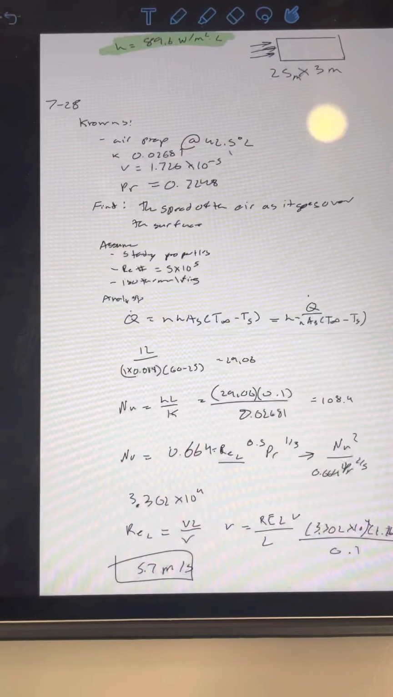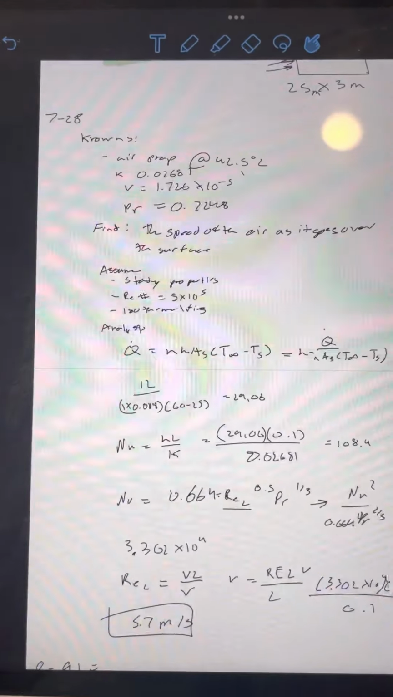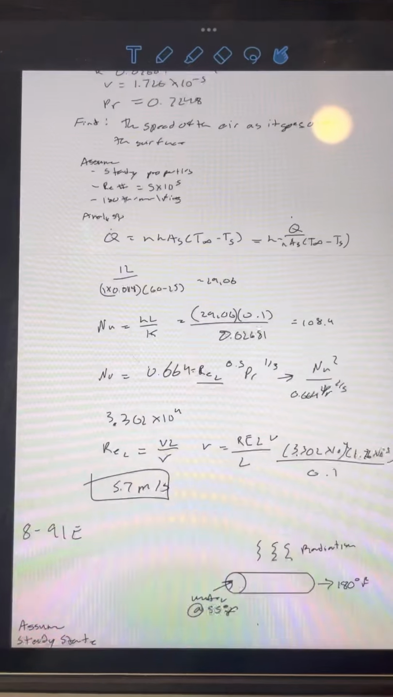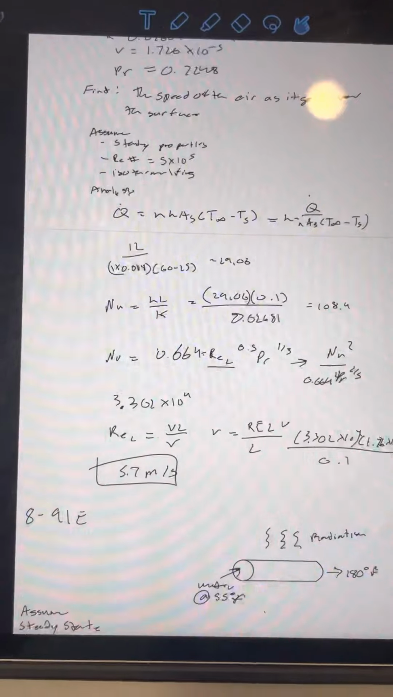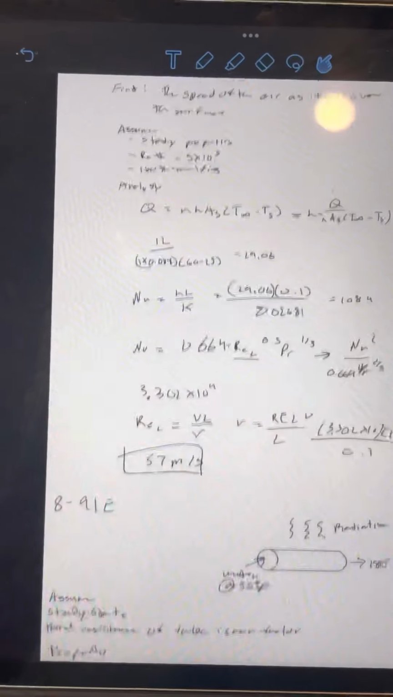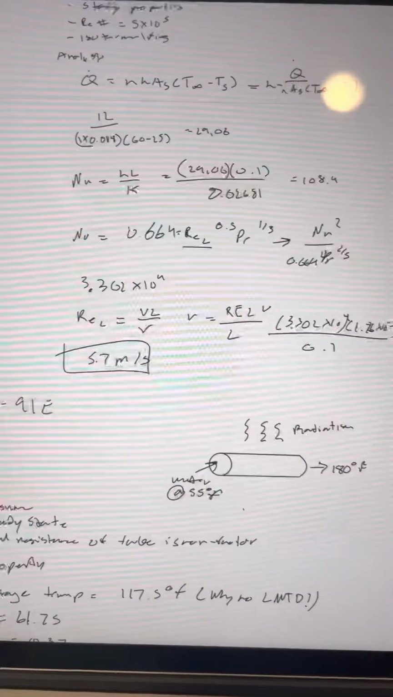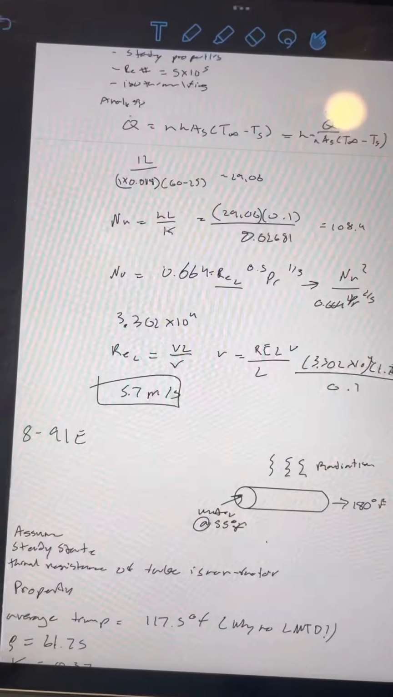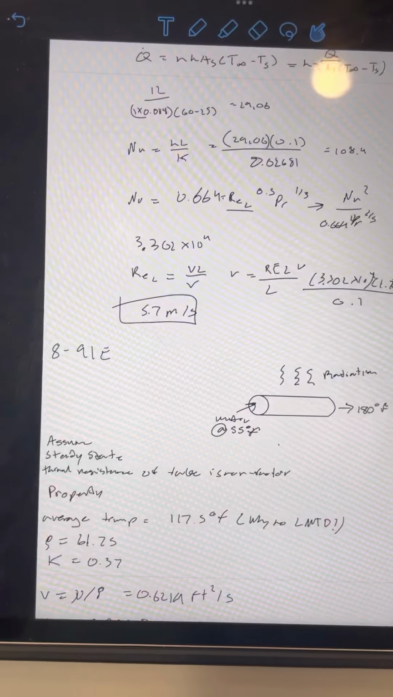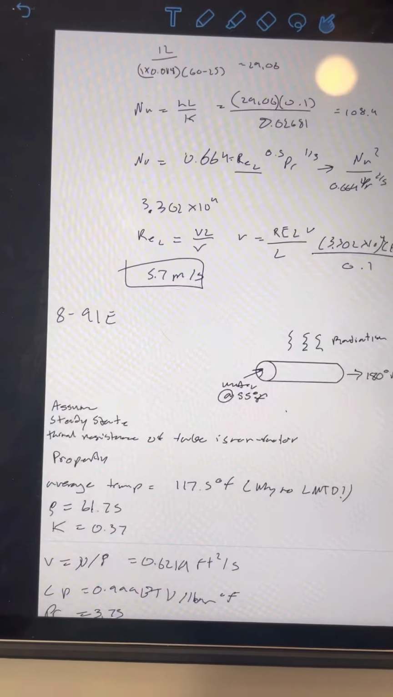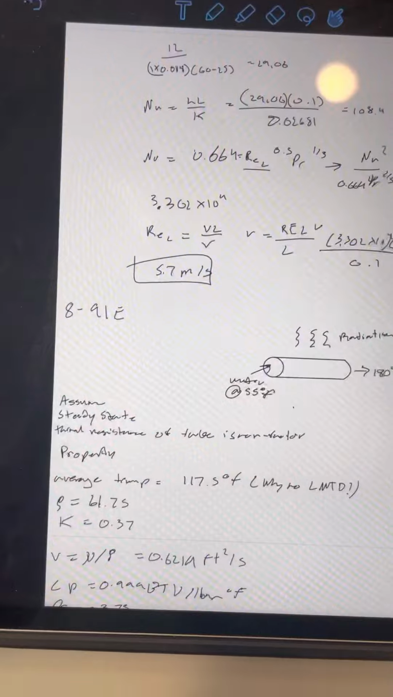Okay, so 7-28, we used air properties tables again to find the kinematic viscosity and Prandtl number, and then we're trying to find the speed of air as it goes over the surface. We assumed steady state, Reynolds number was equal to 5 times 10 to the 5th, and that the properties remain the same throughout the trial. Then we found the Nusselt number, Reynolds number, and then we solved for V in the Reynolds number equation.